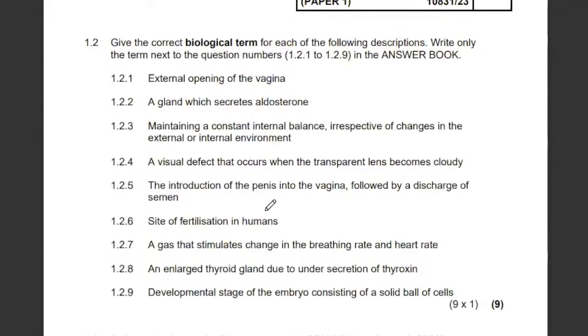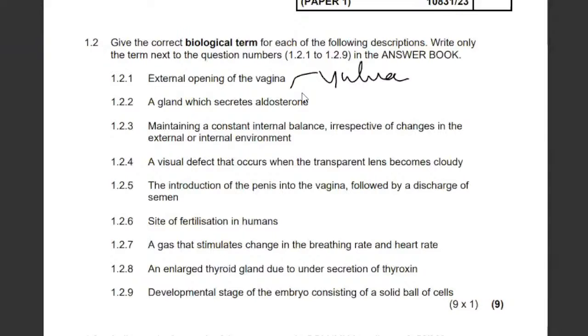Then we go to the terminologies. In most cases, we always bring the terminologies which you have already done. We don't have anything which is new. The external opening of the vagina, how do you call it? It's called vulva. We call it the vulva, the outside part of the vagina.